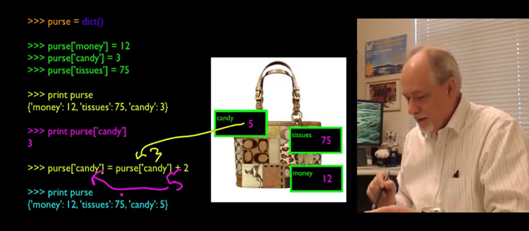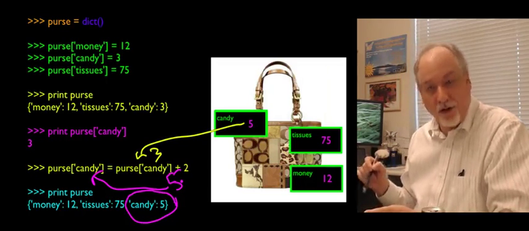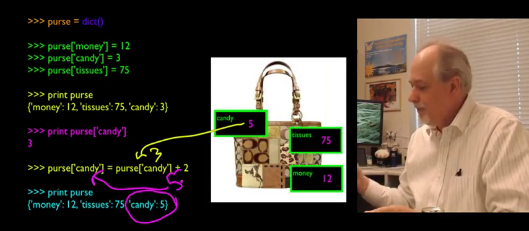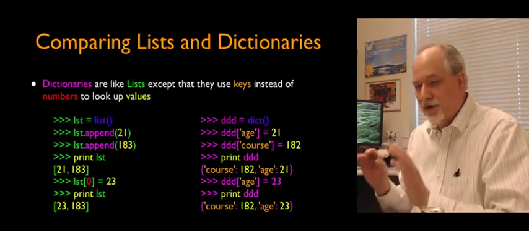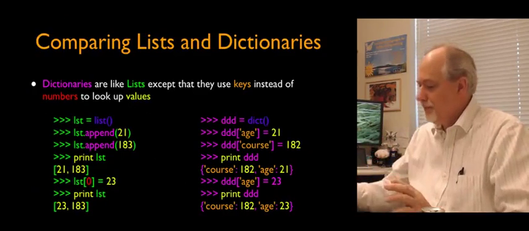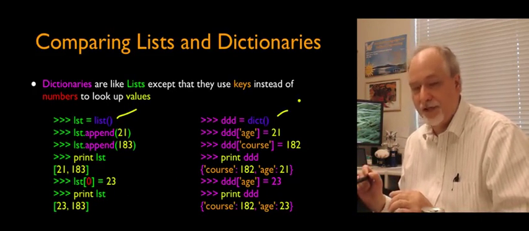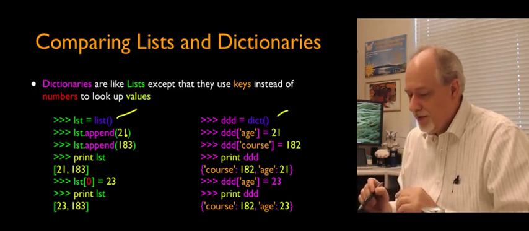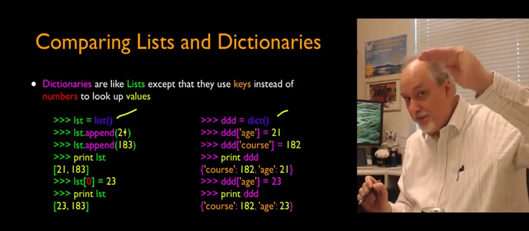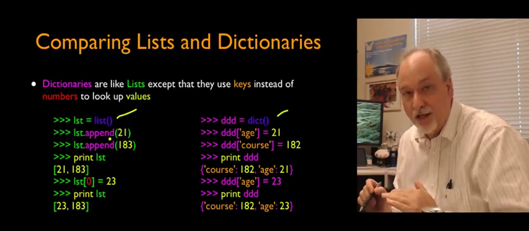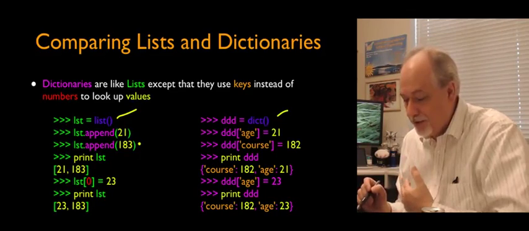Okay? And if we print it out, we see that the new candy entry is now 5. Okay? So if we just put these things side by side, we create them both the same way. We make an empty list and an empty dictionary. We call the append method because we're just putting these things in order. You've got to put the first one in first. So it's not telling you where. You kind of know that this will be the first one because you're starting with an empty one, and this will be the second one.